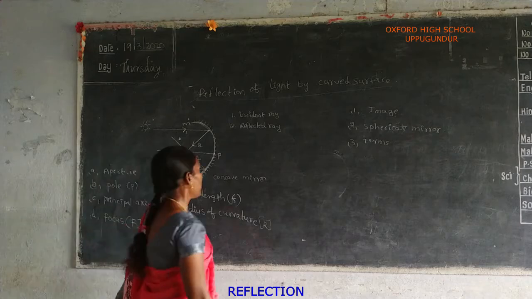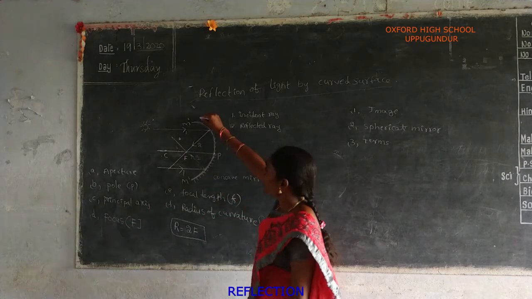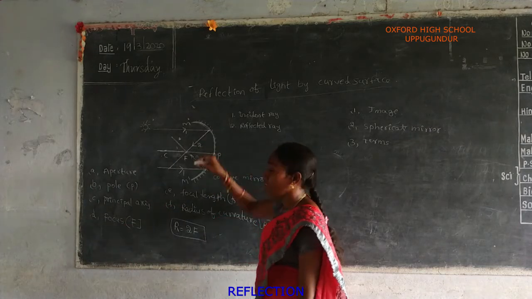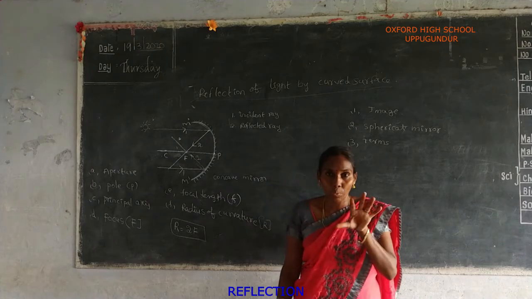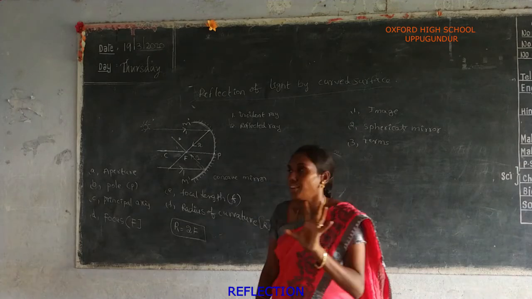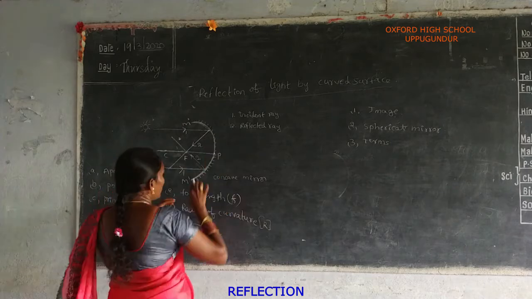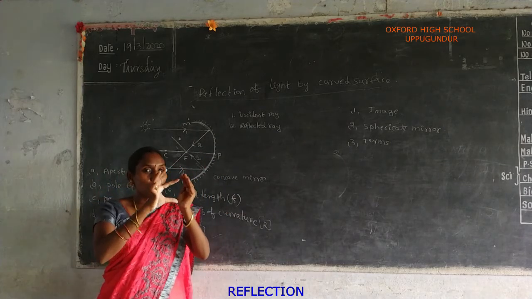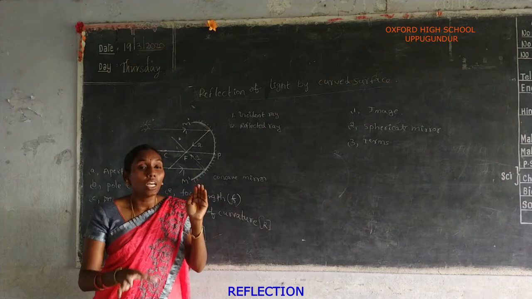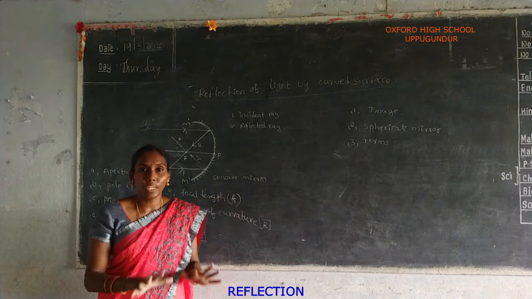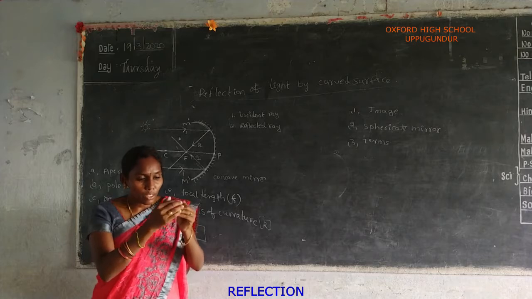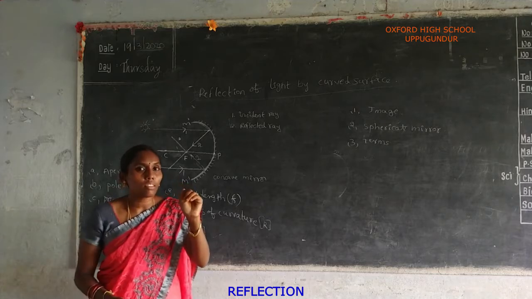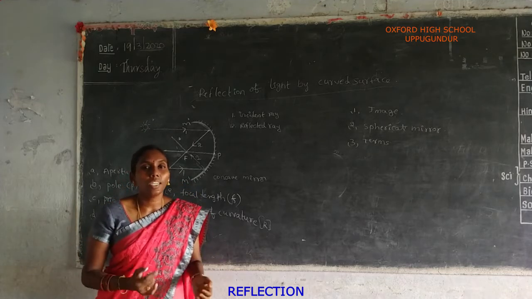One more thing: if the aperture of the spherical mirror or concave mirror increases, the focal length decreases. Listen carefully. Aperture means width. If the width of the spherical mirror increases, the focal length of the mirror decreases. If the width of the spherical mirror decreases, the focal length increases.